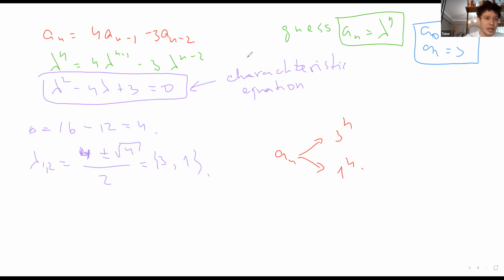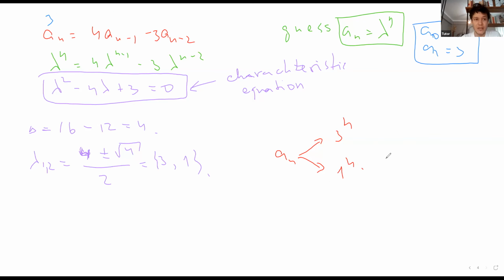This works. But then if I were to plug in 3 to the power n, for example, 3 squared, this would be 3 to the power 1 and 3 to the power 0, which is just 1, right? If I plug in the numbers, I'd get 9 is equal to 12 minus 3, because this is just 1. So 12 minus 3 is 9. So this works. So basically, this sequence is going to be a good sequence, and this sequence is going to be a good sequence.